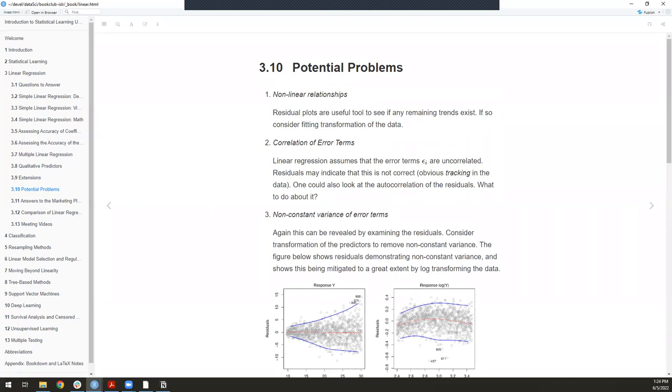This part, the potential problems section, I thought was actually the most interesting part of this entire chapter, because it's something you really have to think about. Like, okay, I did all this, I turned the crank on this lm thingy in R, I got some answers, and I'm done, right? Well, no, you're not done. You really need to now go do the hard work of looking at what you got.